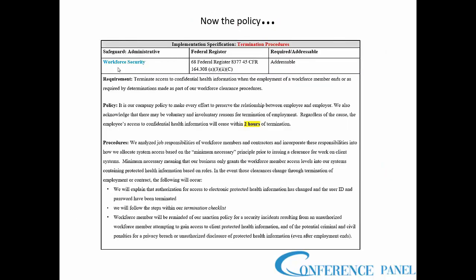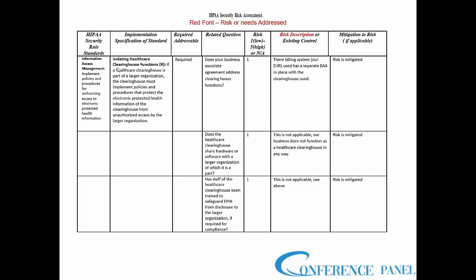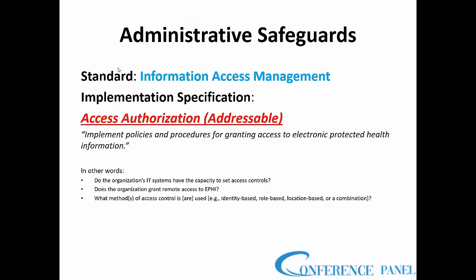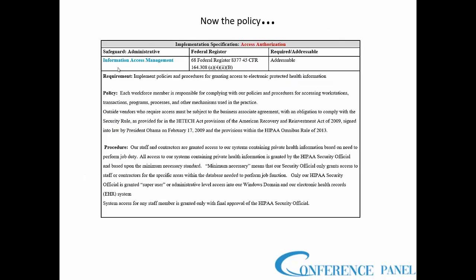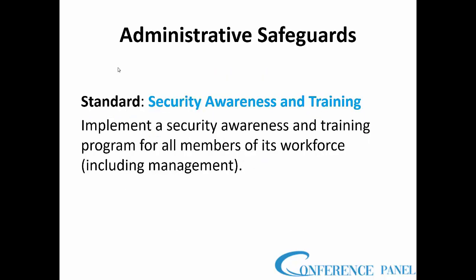All right, now we move to information access management. Implement policies and procedures for authorizing access to protected health information. Isolating clearinghouse functions. Access authorization: implement policies and procedures for granting access to electronic protected health information. Access establishment and modification: implement policies and procedures that, based on the entity's access authorization policies, establish, document, review, and modify users' rights.